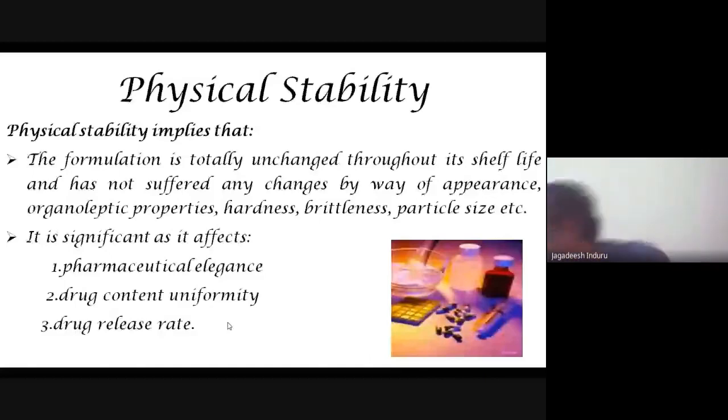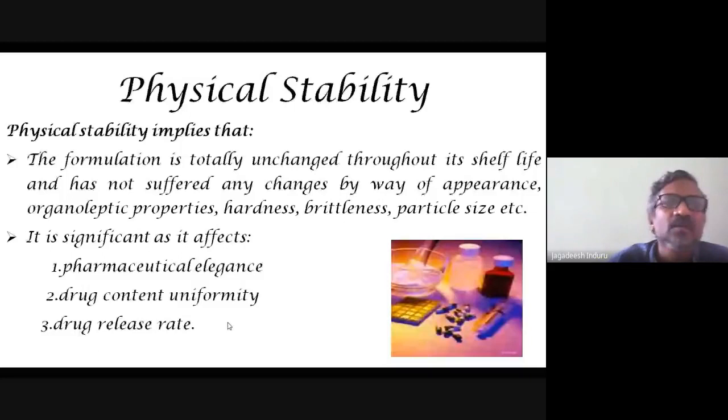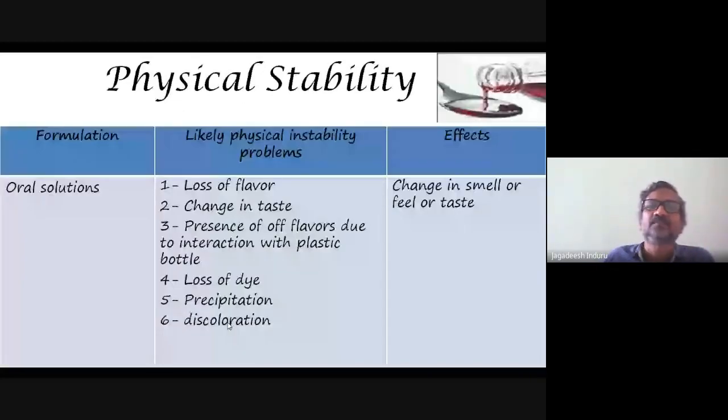We watch by the visual eye and we report in the description whatever its condition is. The major likely physical instability problems are loss of flavor. It has a foul smell and nobody will prefer to take it because they get a vomiting, nauseating sensation, and a change in the taste. The original taste will be altered.